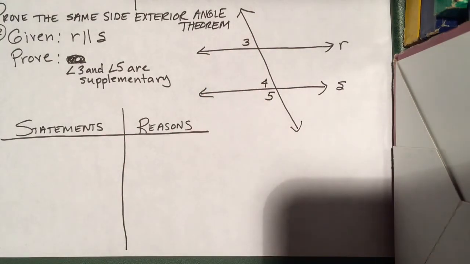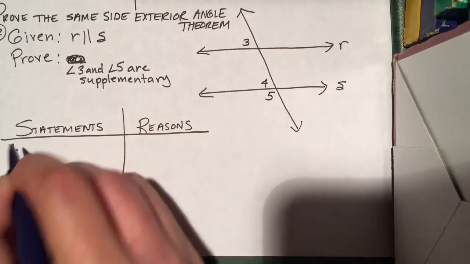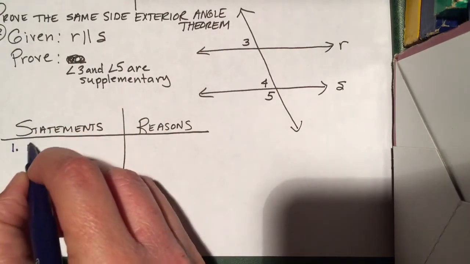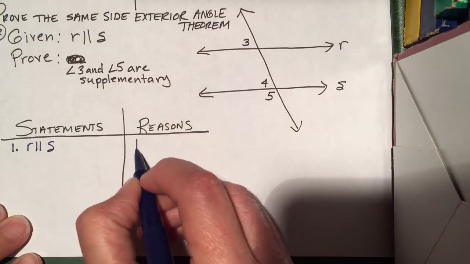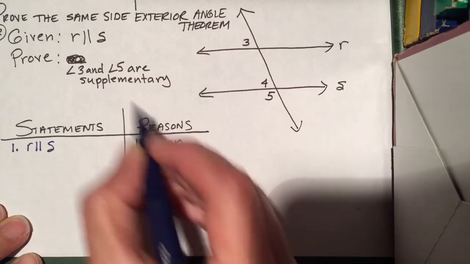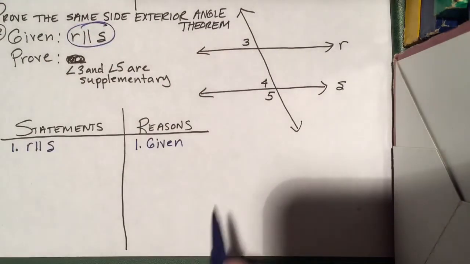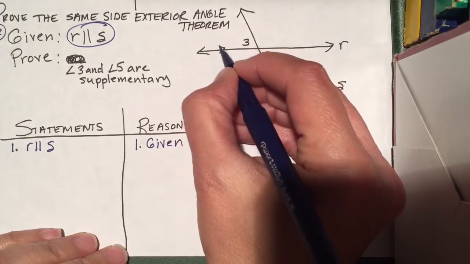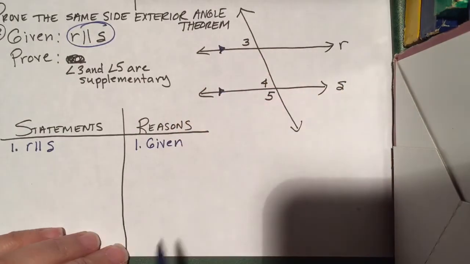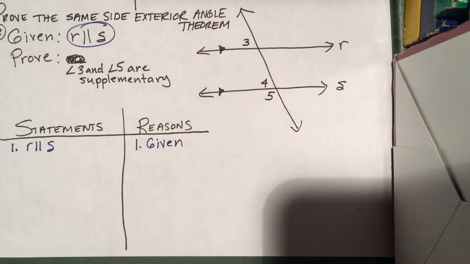Remember, as in any proof, your first reason is always your given. So what am I given? That line R is parallel to line S. That always goes first. I always like to mark my lines just so I know they're parallel, okay? So let's move on to the next step.